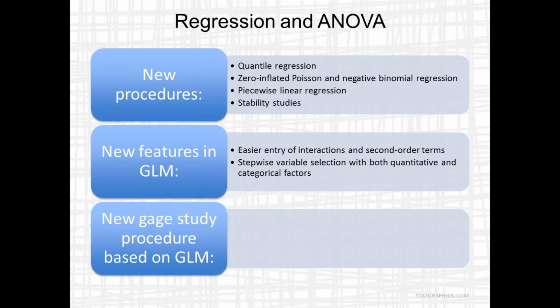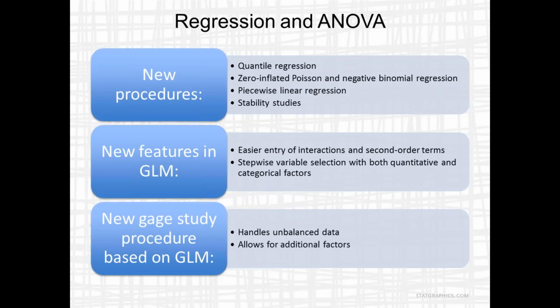Now, we've had a stepwise regression in the multiple regression procedure for quite a while. We've now brought that over to GLM, where the particular advantage is you can handle categorical factors as well as quantitative factors. We've also added a new procedure for doing gauge studies.